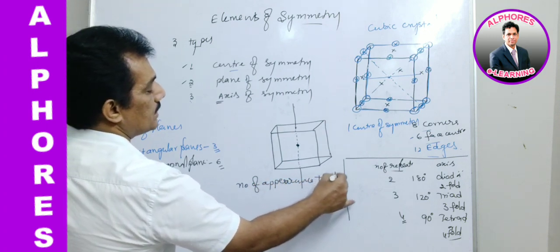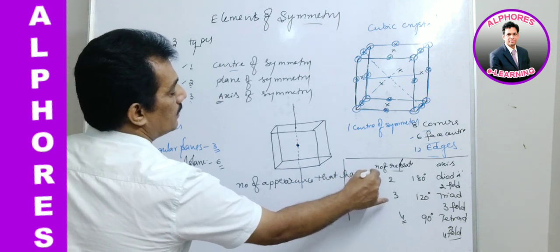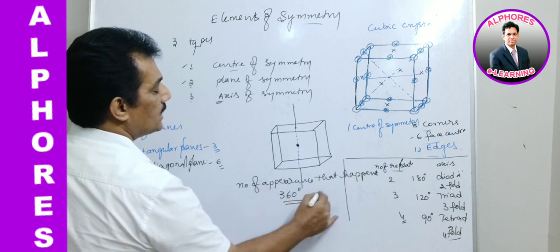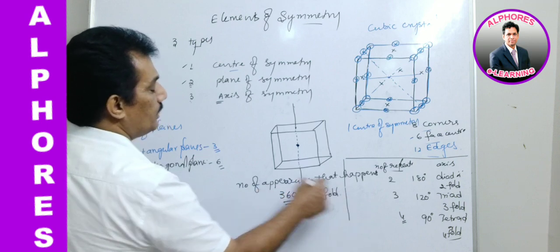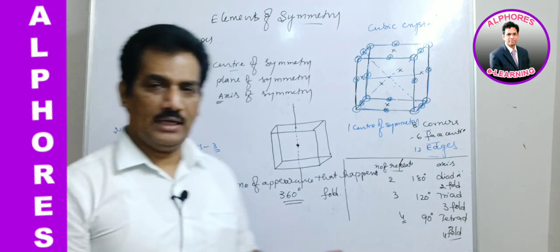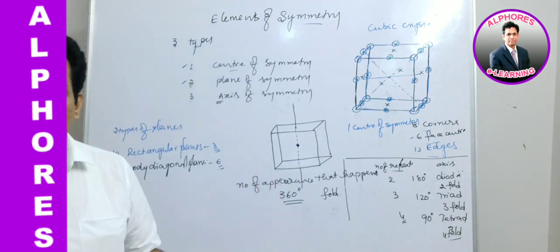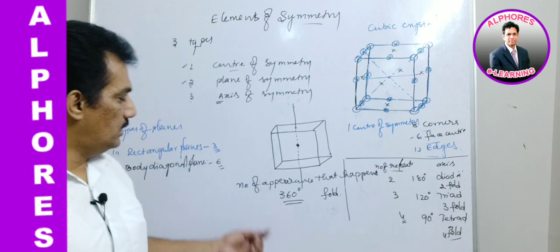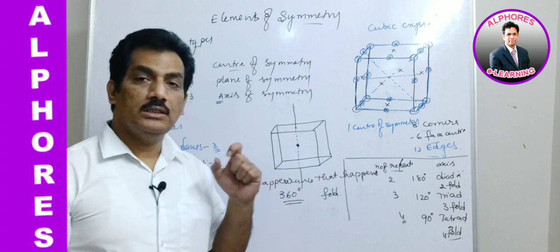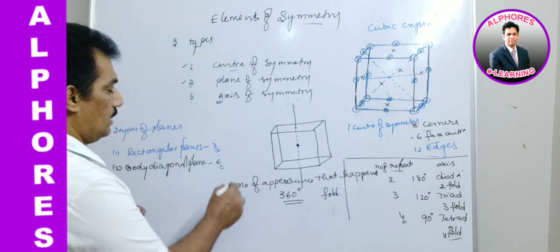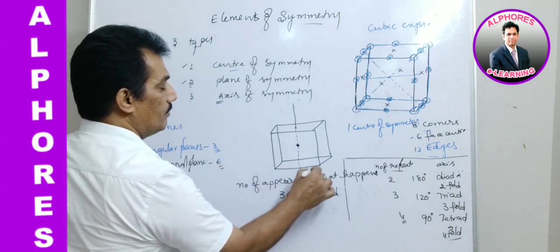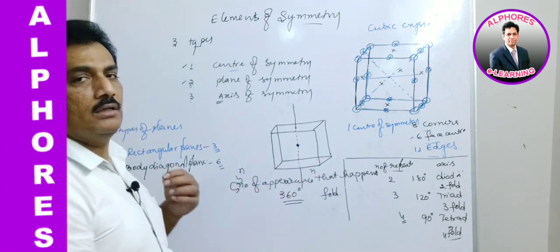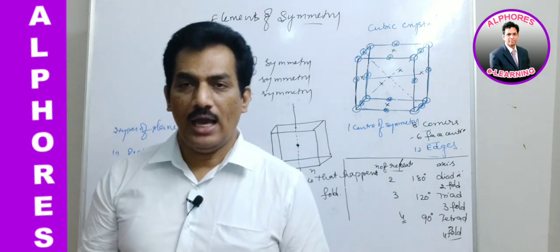Simply, the number of appearances that happen in a rotation of 360 degrees is known as fold. If it happens 2 times, two-fold axis. If it happens 3 times, threefold. 5 times, fivefold. 6 times, sixfold. Like that, the fold is nothing but the number of times. Simply we can say that the number of appearances is n. That is, if n appearances happen, then the axis is said to be n-fold axis.